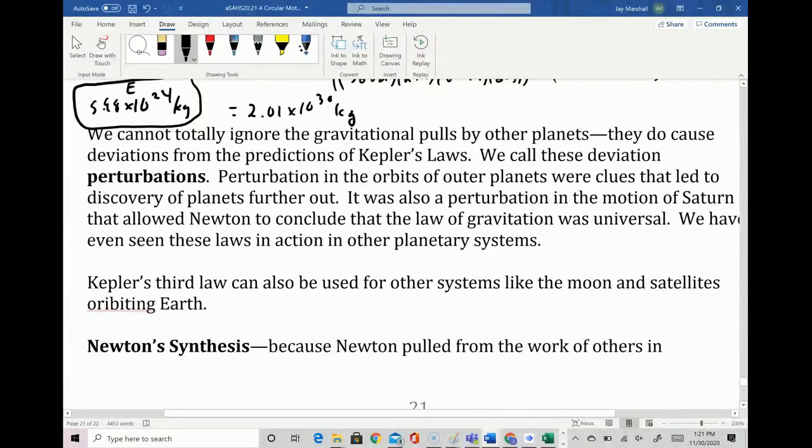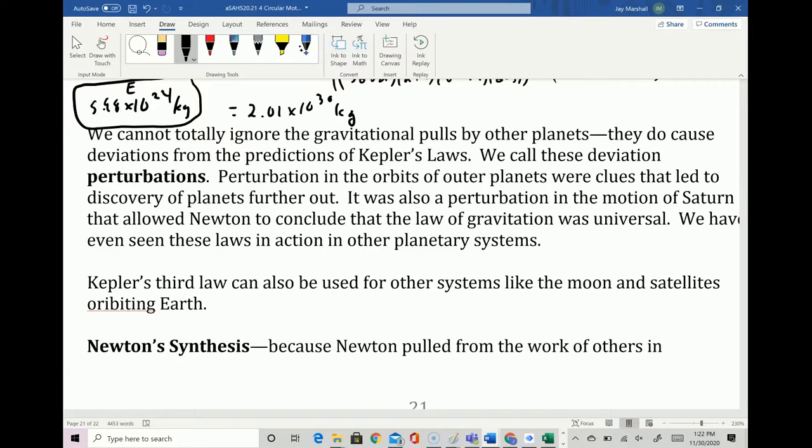We can't totally ignore gravitational pulls by other planets. They do cause deviations from predictions of Kepler's laws. We call these deviations perturbations. Perturbation in the orbit of outer planets were clues that led to the discovery of planets further out. It was also a perturbation in the motion of Saturn that allowed Newton to conclude that the law of gravitation was universal. Okay, and even that's just an amazing thing to think about.